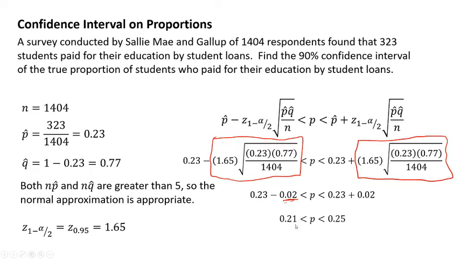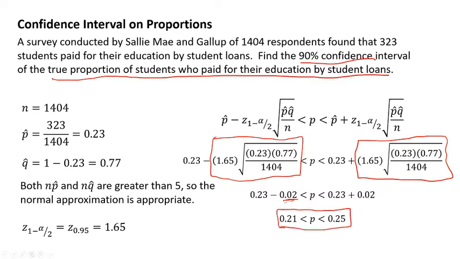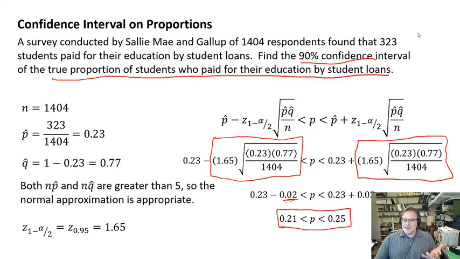And what we get is that p is somewhere between 21 and 25. So what does that mean? It means that the true proportion of students who paid for their education by student loans, with 90% confidence, is somewhere between 21% and 25%. So we've been able to make an estimate about the entire population with some degree of confidence, giving this particular confidence interval here.